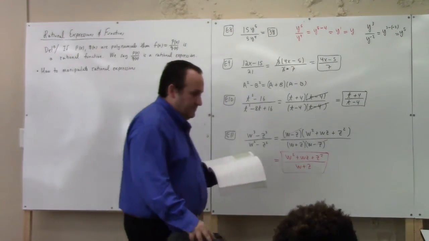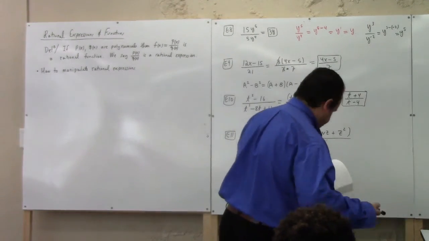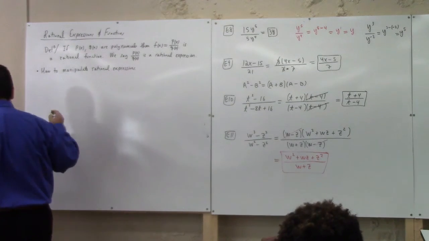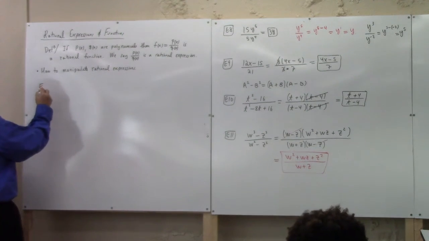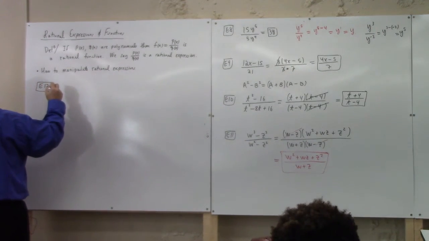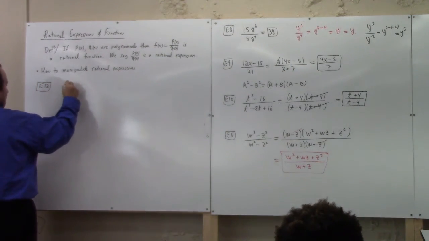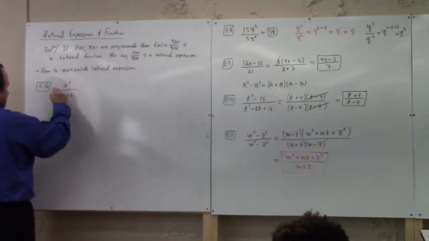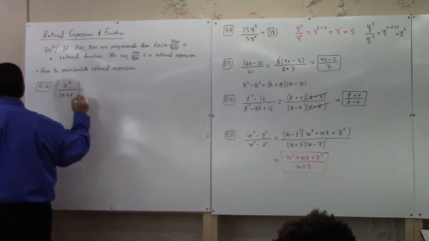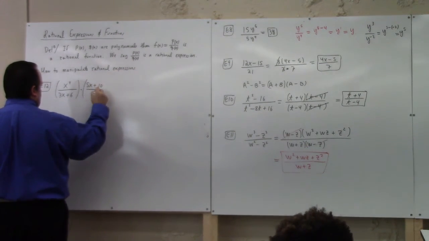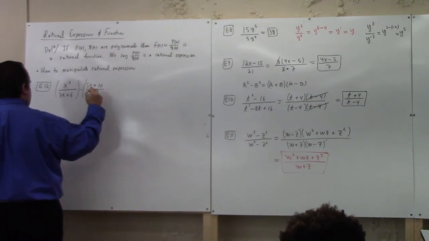Another example. We're asked to multiply and simplify. So here we have x to the 4th divided by 3x plus 6, times 5x plus 10, divided by 5x to the 7th.